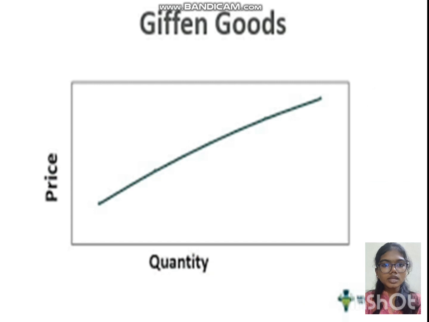We can also see in the demand curve of Giffen goods that it violates the law of demand, because as per the law of demand, the curve always slopes downwards towards the right. But in the case of Giffen goods, because of the direct relationship between quantity demanded and price, the demand curve slopes upwards, which contradicts the law of demand.